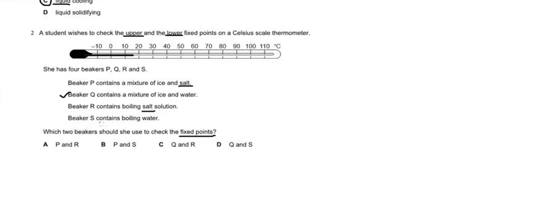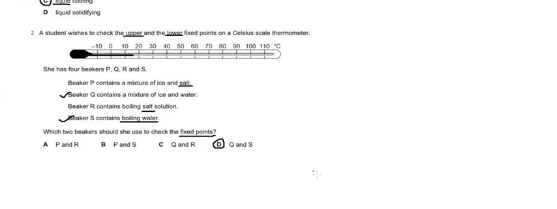Beaker S contains only boiling water. So here we can have the fixed temperature of 100 degrees Celsius, so we can use Beaker S. Which option contains Beakers Q and S? We can see this is PR, this is PS, this is QR, and this one is QS. So we consider this for our answer.